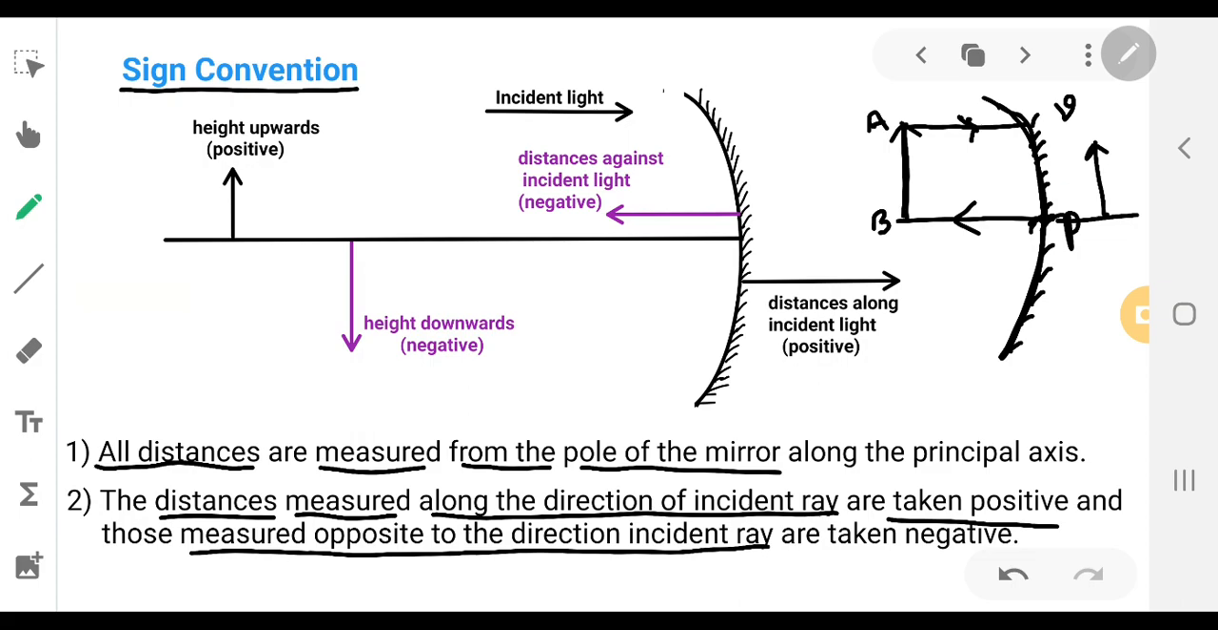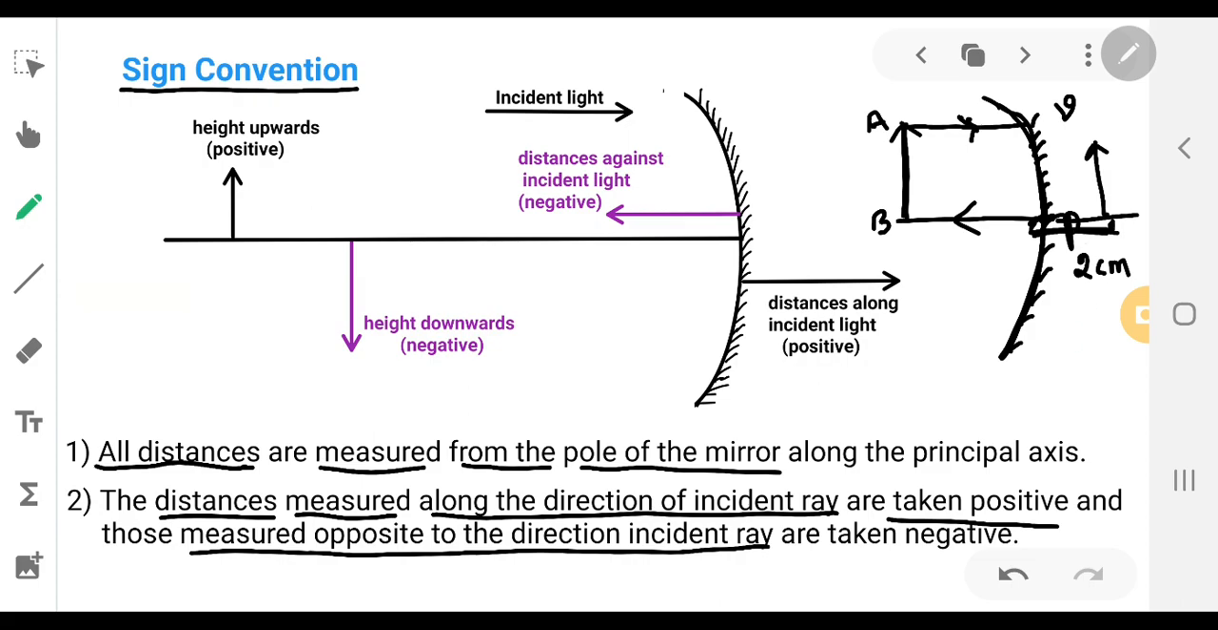How to measure the image distance? According to the first point, it has to be measured from the pole along the principal axis. So from the pole along the principal axis, this distance is our image distance. Let us consider its value is about 2 centimeter. Image distance is 2 centimeter.